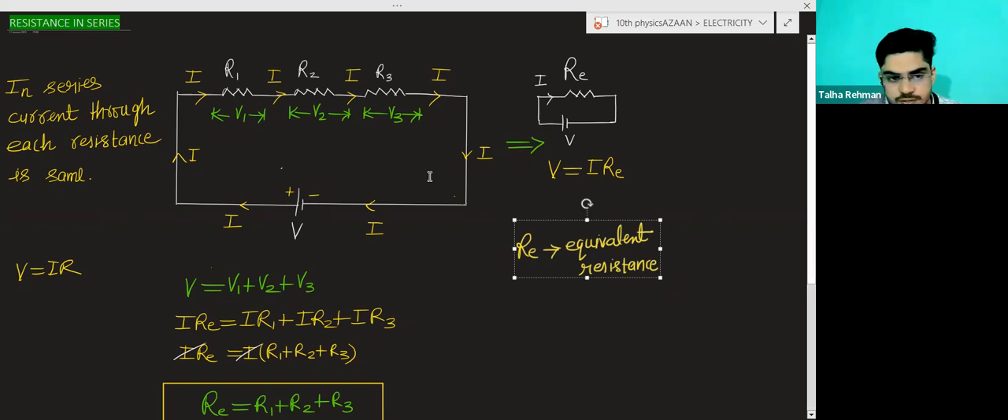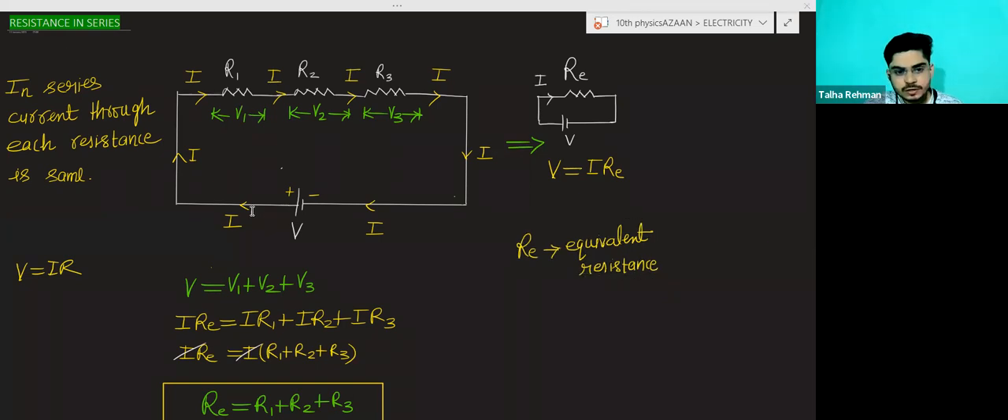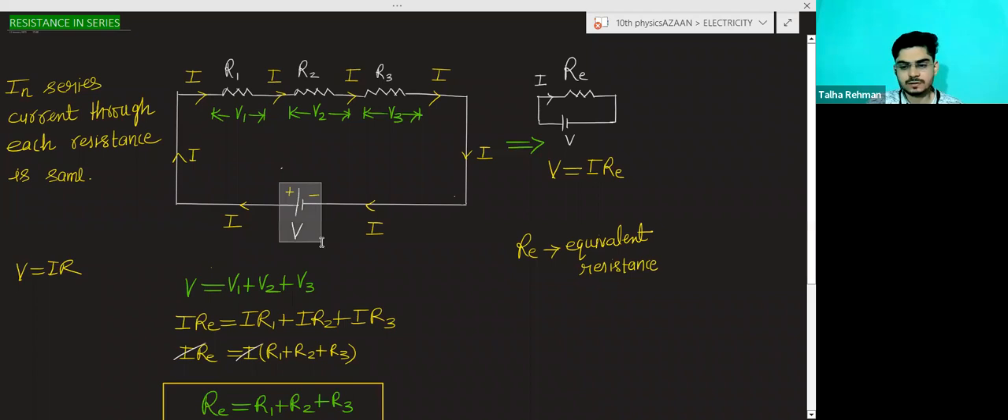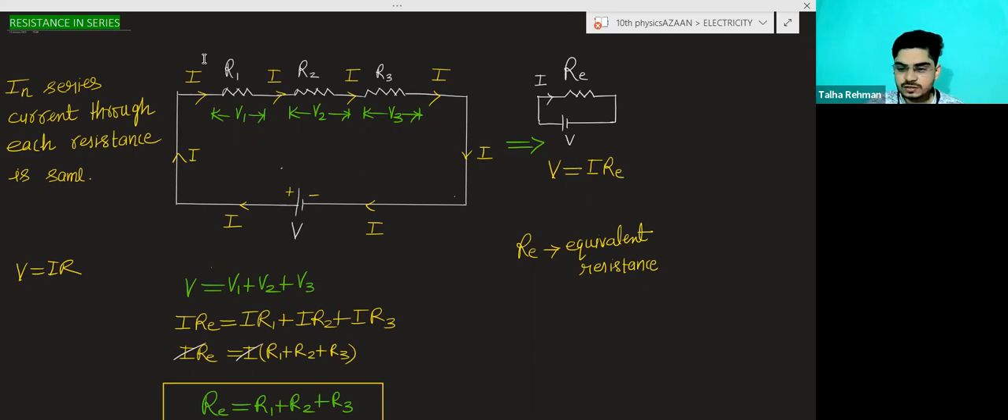Okay, then. In series combination, the current throughout each resistance is the same. You can see this circuit. This is a cell, and this is a wire. On this wire, one resistance is connected, then another resistance. This is a series combination. In series combination, through each resistor, the current is the same.